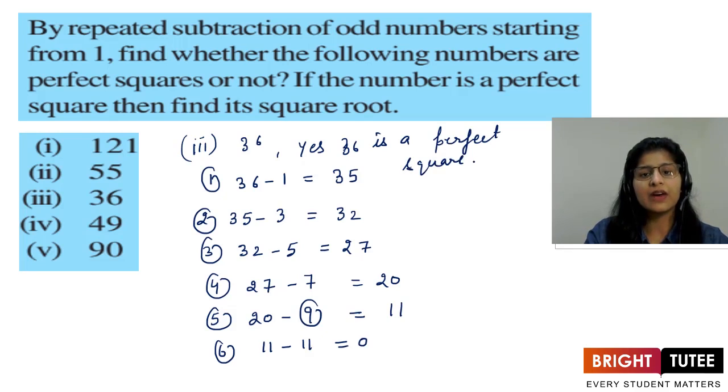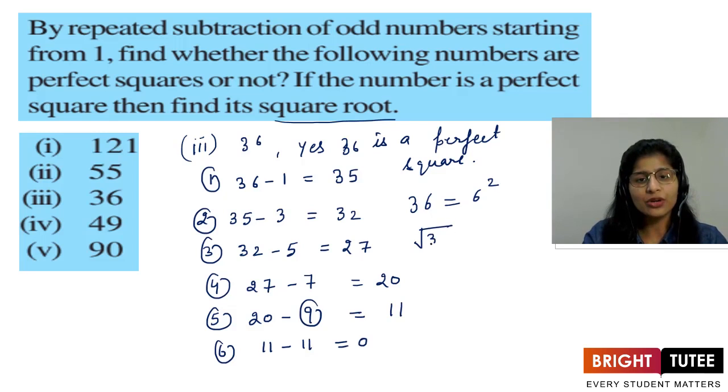Clear? Now if this is a perfect square, they're asking us to find its square root. How to find out the square root? We know how many steps we have performed. We have performed 6 steps. That means 6 odd numbers we have subtracted. So 36 is a square of 6. And we say square root of 36 is 6. Right? So what is the square root of this number? Answer is 6. I hope you can try this for 49 and 90 as well.